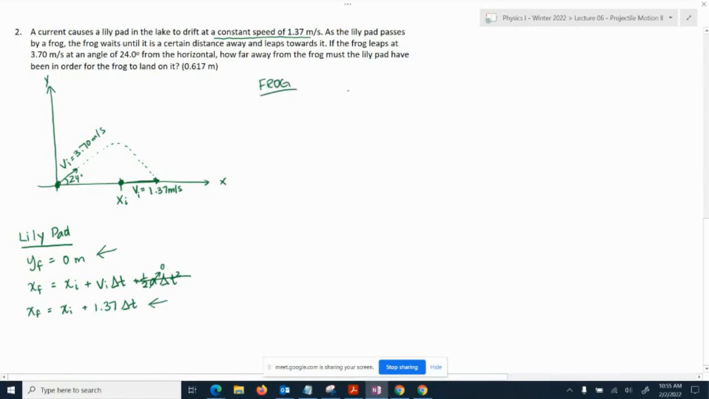And because the frog is a projectile, we're going to have to make a table to organize all of our information. And we're going to put in all our kinematic variables: S initial, S final, V initial, A, delta t. The question's not asking for V final, so I'm not putting that in. S initial, we're talking about the frog. So this is our initial position right here at the origin. So that's 0, 0.